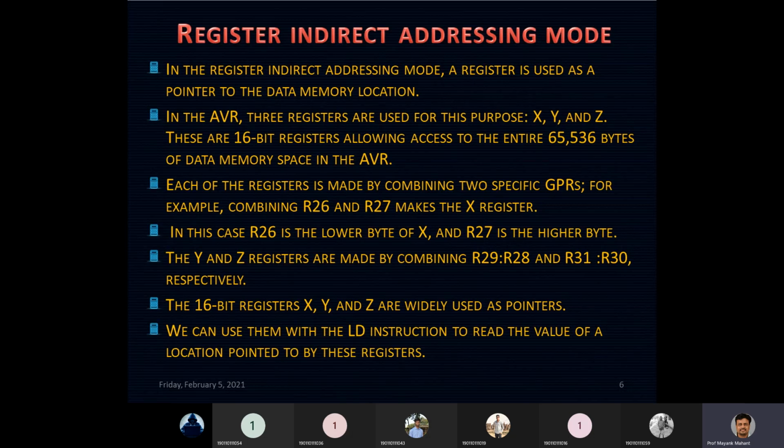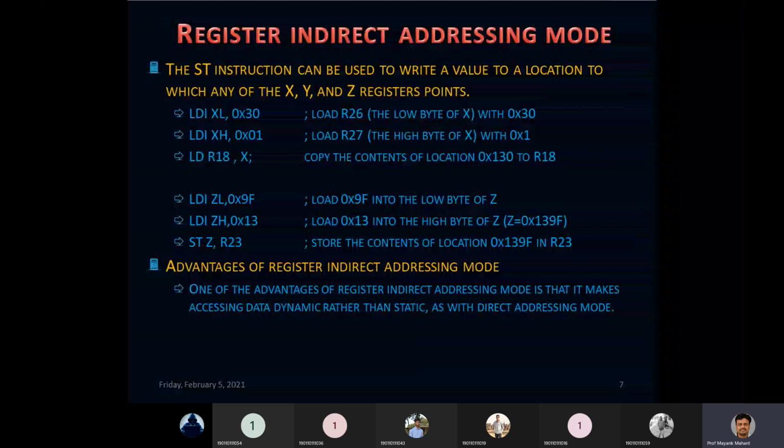So I can use LD with X, which will copy the content of the memory location pointed to by X into any of the general purpose registers. For example, LD R16, X will copy the content of the memory location pointed to by X into R16. Basically that can be used for pointer purposes. Now we have the ST instruction, which can be used to write a value to the location pointed to by any of the registers X, Y and Z.